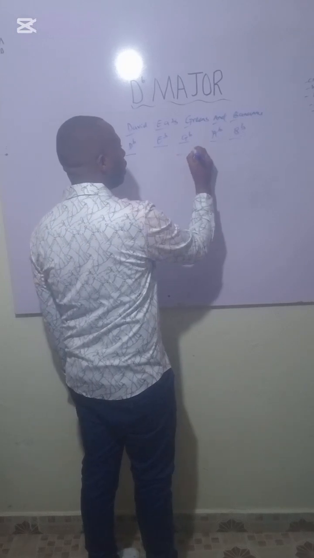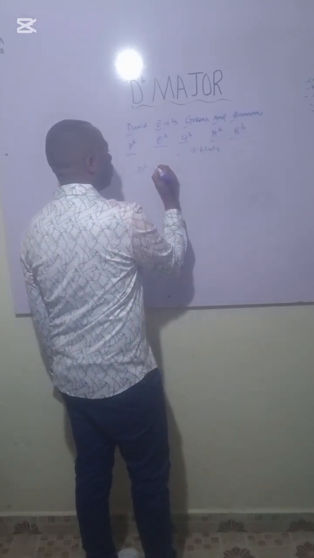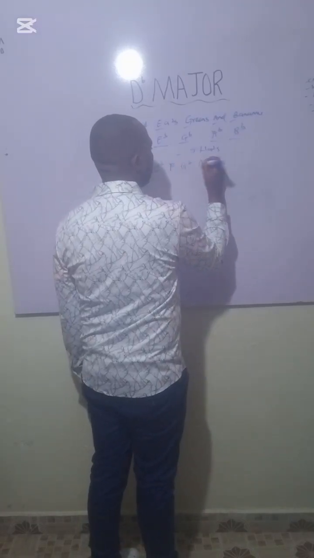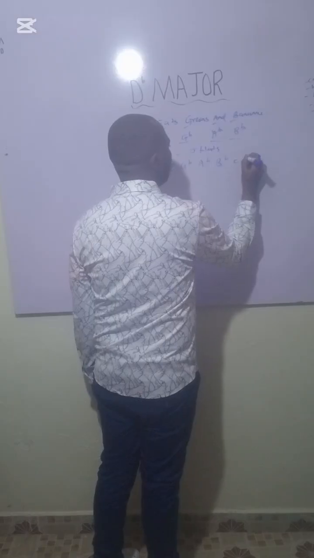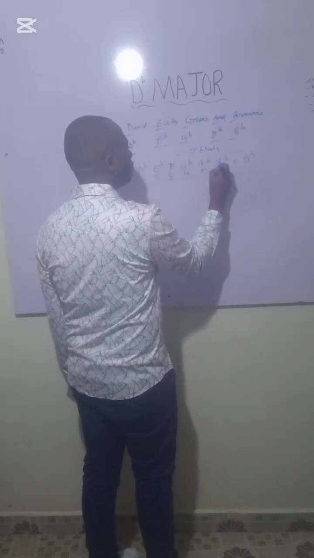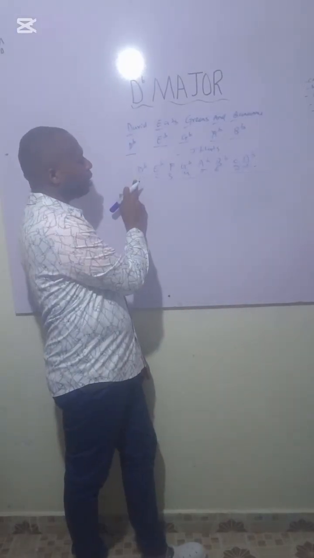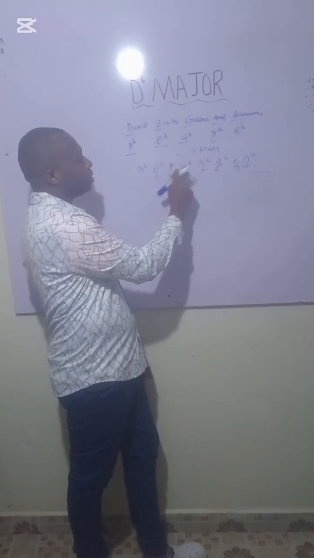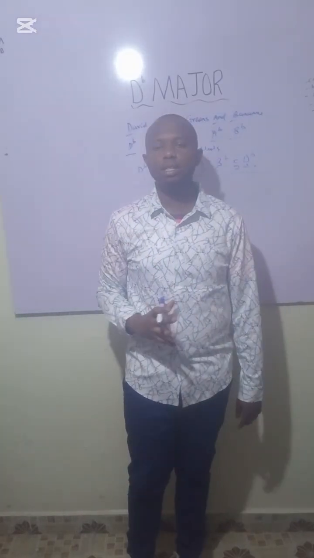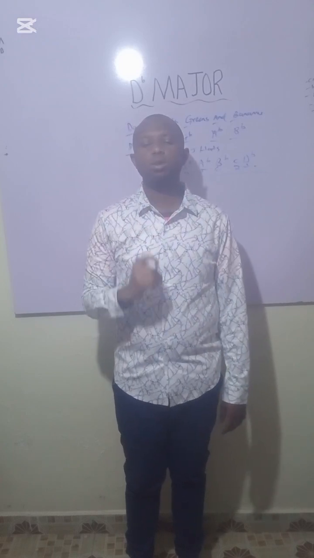So the D flat major scale has 5 flats. So it will look like this: D flat, E flat, then we have F, then we have G flat, A flat, B flat, C, then D flat. 1, 2, 3, 4, 5, 6, 7, 8. So guys, this is the D flat major scale. So actually the key to understanding the D flat major scale is for you to understand it has 5 flats. Once you understand it has 5 flats, you're going to be good.